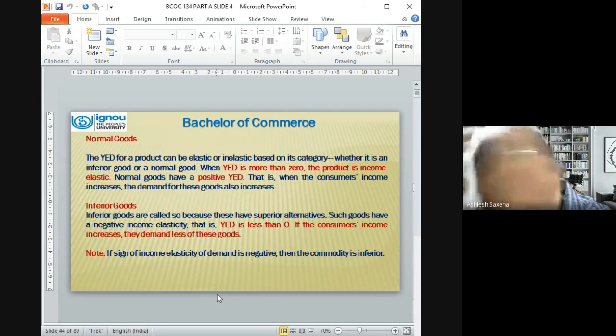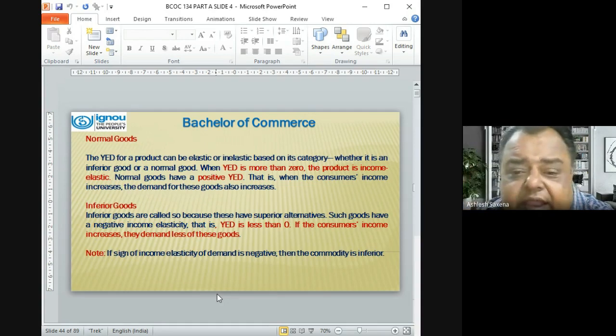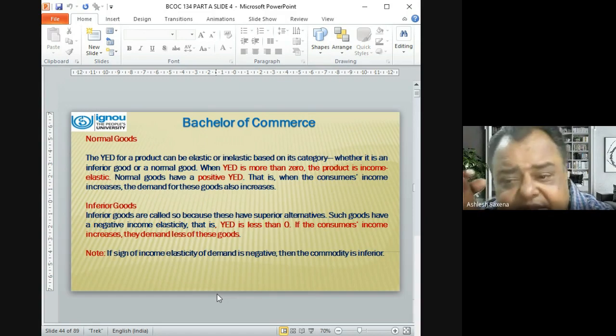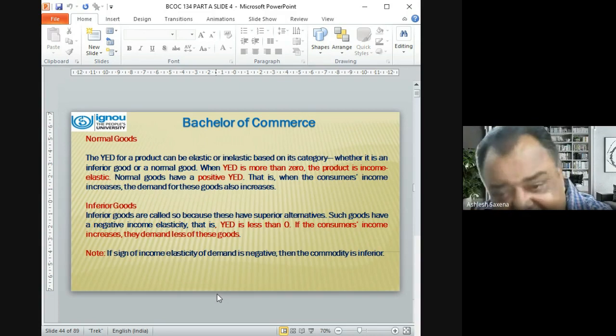Now, normal goods. YED for a product can be elastic or inelastic based on its category, whether it is an inferior good or a normal good. When YED is more than 0, the product is income elastic. Normal goods have a positive YED. That is, when the consumer's income increases, the demand for these goods also increases.